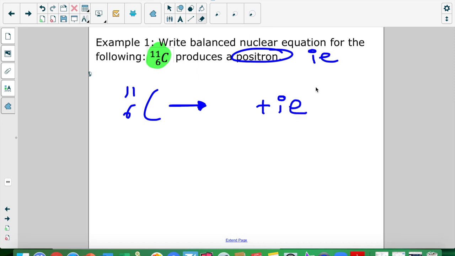And now you say, okay, what number plus 1 equals 6? So that number is 5. And what number plus 0 equals 11? So that number is 11. So what you do now is you go to the periodic table and you find the element that has an atomic number of 5. And that's going to be boron.